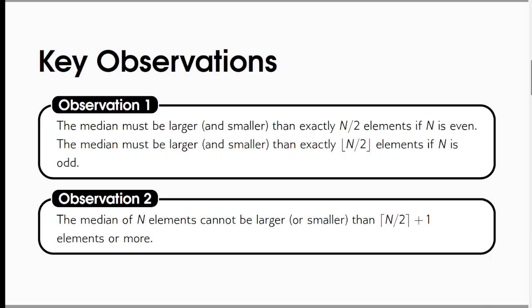Now, based on the first observation, we deduce the second one, which is that the median of n elements cannot be larger or smaller than n over 2 rounded up plus 1 elements or more. The second observation is a direct consequence of the first observation. These two are pretty obvious to check. If you are not sure, feel free to stop the video and check it.